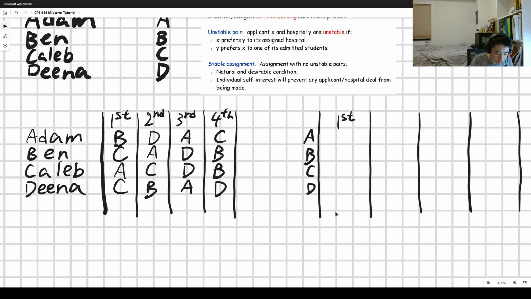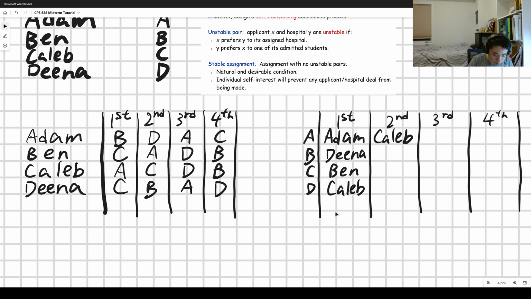And for the first, second, third, and fourth, A prefers Adam. B prefers Dina. C prefers, who should this prefer? Ben, and D prefers Caleb. Okay. And I will also just randomize the preferences as well.